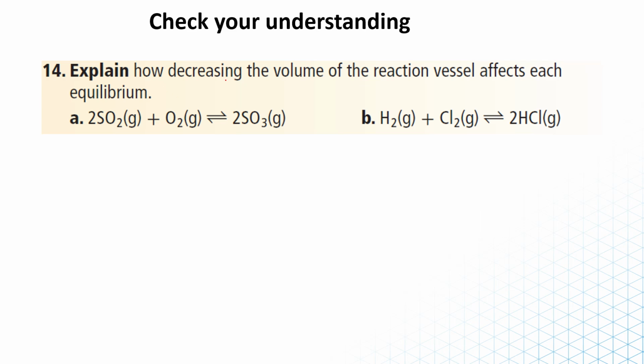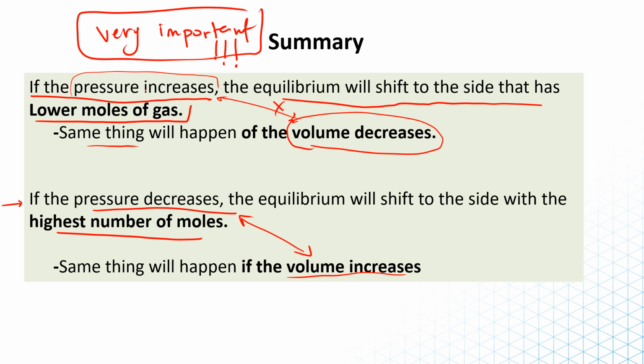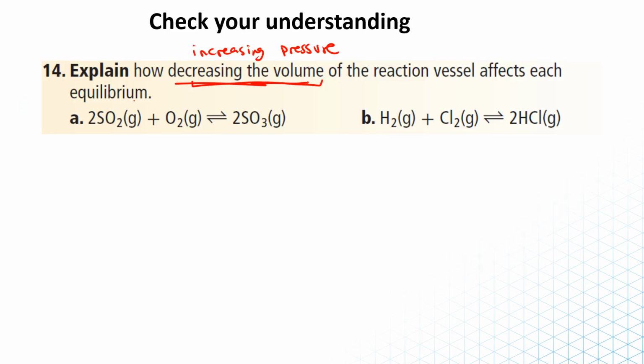So explain how decreasing the volume of the reaction vessel affects each equilibrium. So decreasing volume is the same as increasing pressure, right? And we said if we increase pressure or we decrease volume, the equilibrium will shift to the side that has the lower number of moles. يعني الجهة اللي فيها أقل عدد مولات.